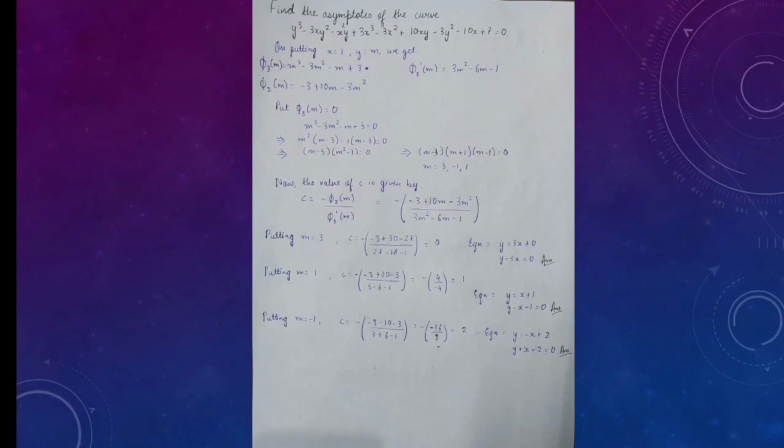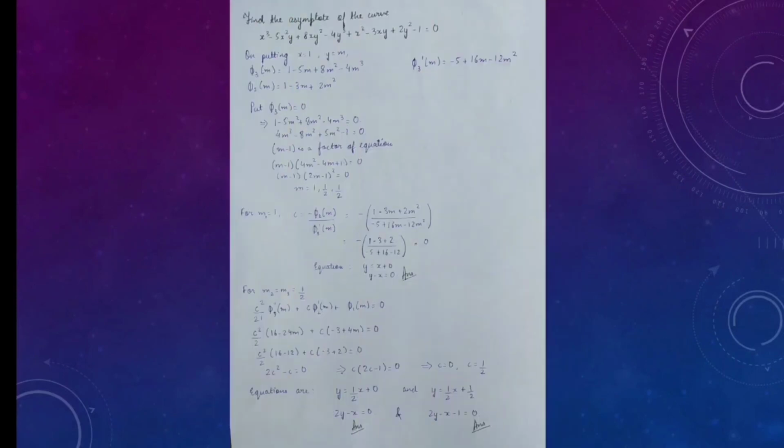Putting m is equal to 1, the value of c will be 1. So the equation will be y is equal to x plus 1, that is y minus x minus 1 is equal to 0. Then at last, putting m is equal to minus 1, the value of c will be 2. So the equation will be y is equal to minus x plus 2, that is y plus x minus 2 is equal to 0. These are the three asymptotes for the given curve.